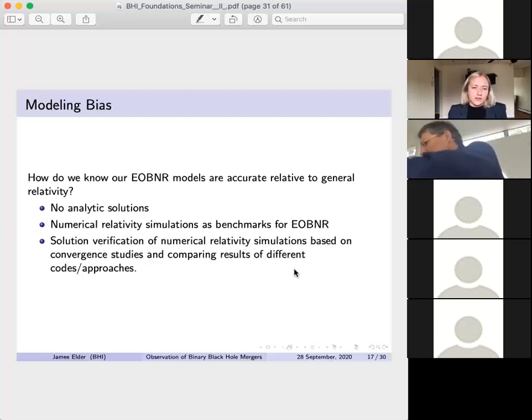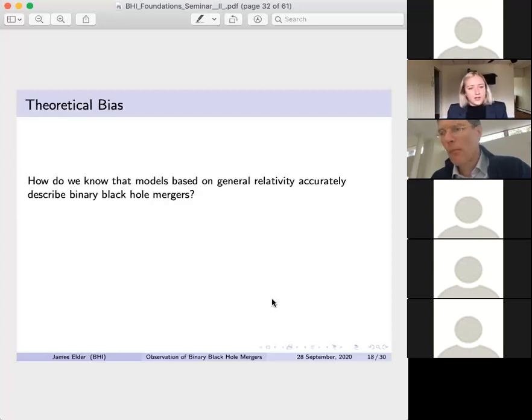But some of the more accessible reasons for thinking that numerical relativity simulations are accurate come from things like convergence studies or code comparisons. And since there are some very different methods for doing numerical relativity simulations, successful code comparisons are, I think, somewhat impressive in this context. Now, when it comes to theoretical bias, this is the possibility of general relativity not being an accurate description of the late stages of these events.